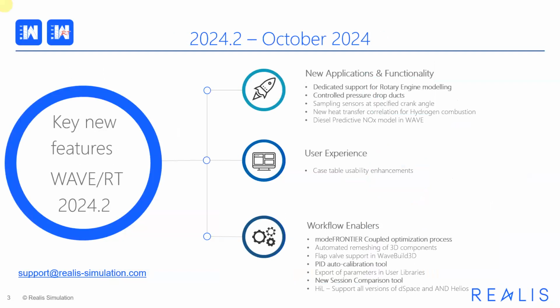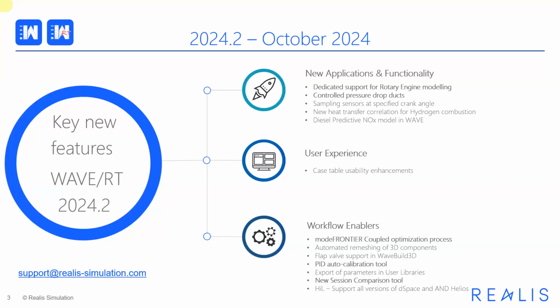The 2024.2 release is packed with features addressing simulation challenges our customers are facing. In this release, we have been heavily focusing on usability and support for workflow acceleration for 1D and real-time CFD analysis. In the new application and functionality category, we have new dedicated support for rotary engine modeling, simplifying setup of this type of engines considerably. Workflow for modeling of controlled pressure drop flow paths is also simplified by the direct implementation of this functionality in WAVE. Control and calibration of 1D CFD models will also benefit from the new sensors, allowing users to sample data at a specified crank angle.